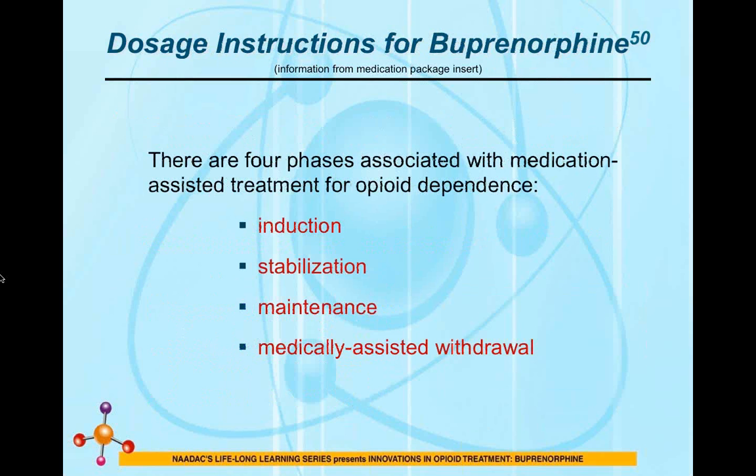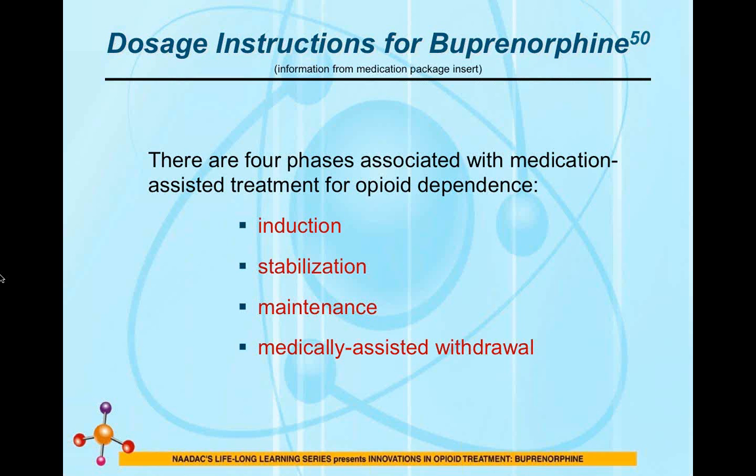For buprenorphine and for methadone as well, there are 4 phases associated with the medication-assisted treatment for opioid dependence. The first one is induction. That's just what it says. You're introducing the medication, trying to figure out what the best dose is. Stabilization is when you're playing around with the dosage to try to figure out what is the exact right mixture and how many milligrams an individual needs to just put them right over that line of having withdrawal symptoms.